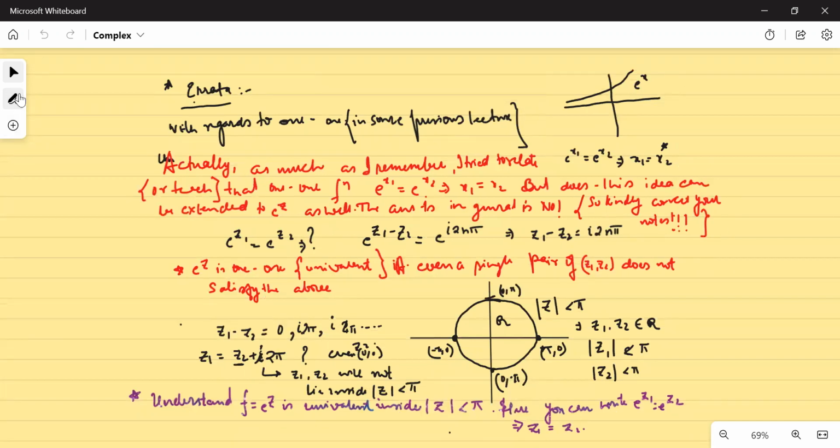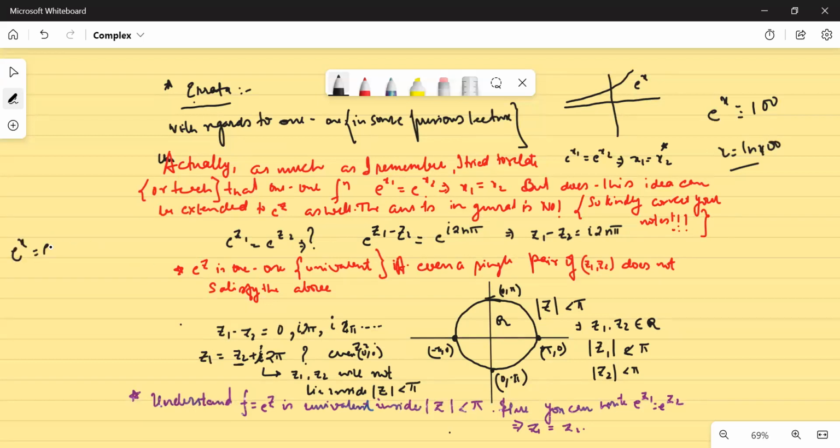Okay. So for example, I was trying to teach you one concept: let's say if I'm writing e raised to power x is equal to 100, that would imply x equals ln 100. Or let's say if I'm saying e raised to power x equals e power 4, then x is equal to 4. This very much agrees for the real numbers.